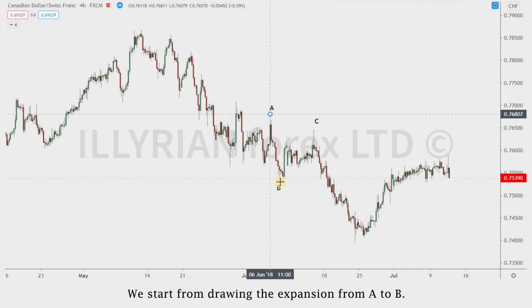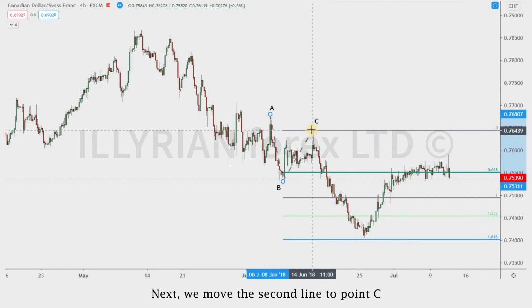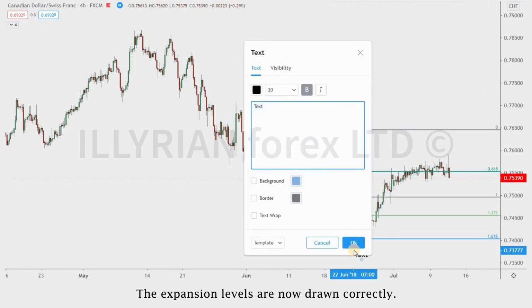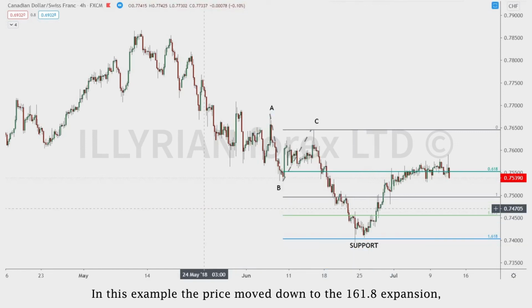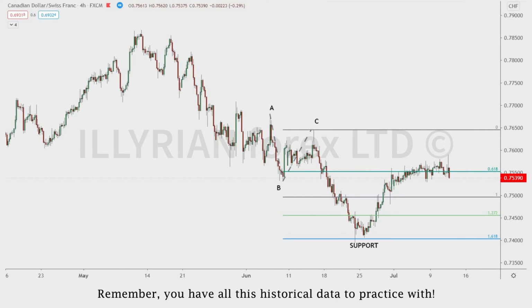We start from drawing the expansion from A to B. Next, we move the second line to point C, where the correction ended. The expansion levels are now drawn correctly. In this example the price moved down to the 161.8 expansion. It gets easier when you practice it yourself. Remember, you have all this historical data to practice with.